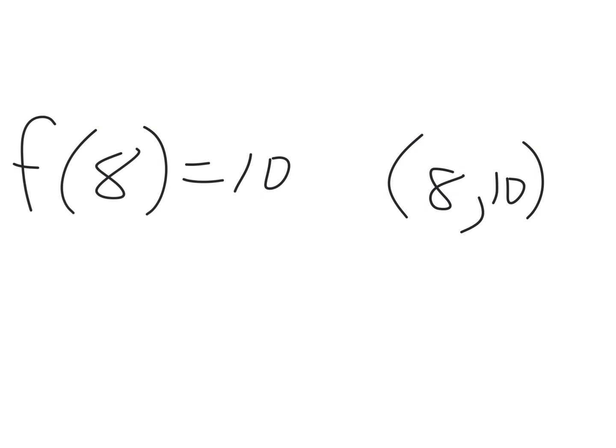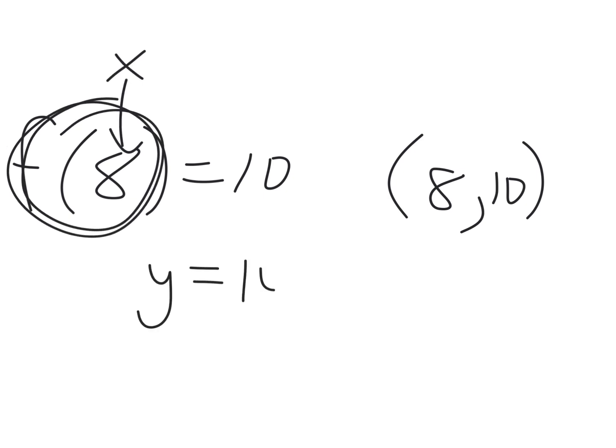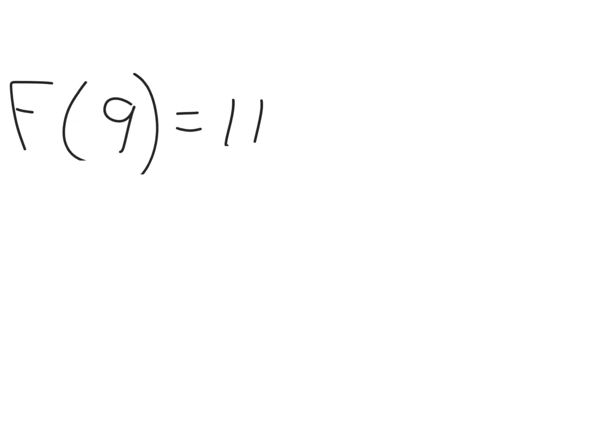Catching on to that? That's what function notation means. I stuck 8 in the function, and that's where the x goes. You know, it's f of x, right? And then this whole thing is like y, so y equals 10. So 8, 10. All right, I'll give you another one. F of 9 equals 11. What did I stick in the function? 9. What did I get? 11. What point is it then? 9, 11. See?